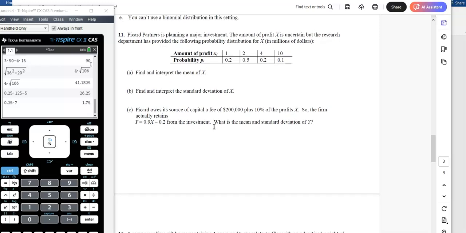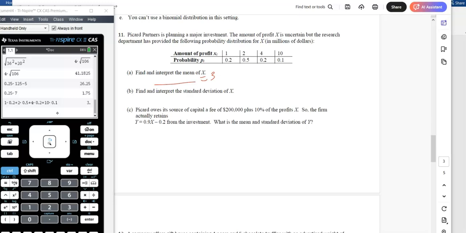Picard Partners is planning a major investment. The amount of profit X is uncertain, but the research department has provided the following probability distribution for X in millions of dollars. The mean. So how do you find the mean? This is just expected value, right? So 1 times 0.2, plus 2 times 0.5, plus 4 times 0.2, plus 10 times 0.1. So 3. We would show the work I just typed in there.